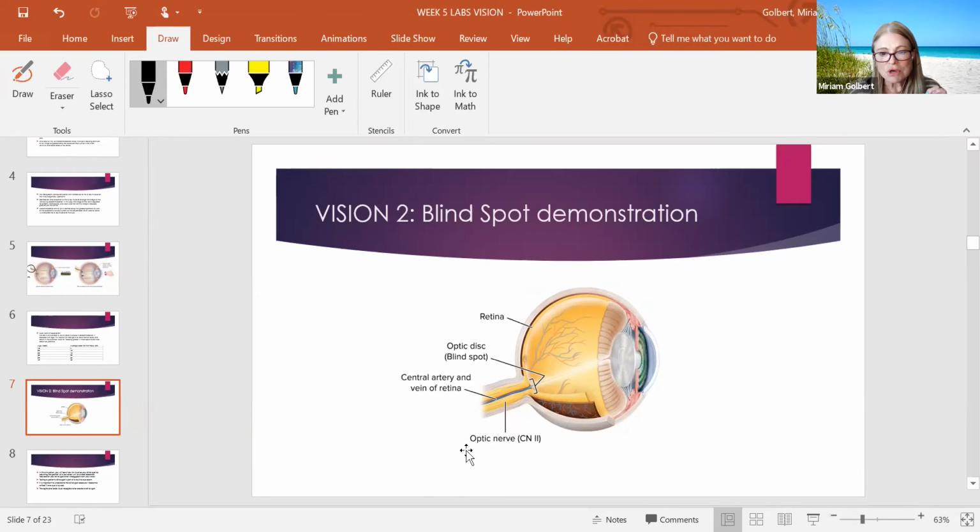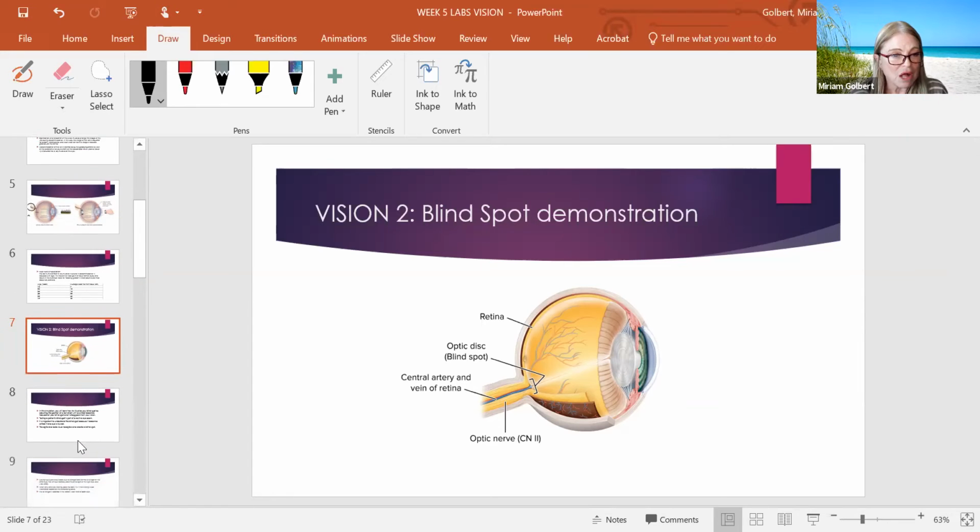So again, this is your optic nerve, cranial nerve number 2. Oculomotor is number 3, is the one that helps us move our eye. So they're both involved.